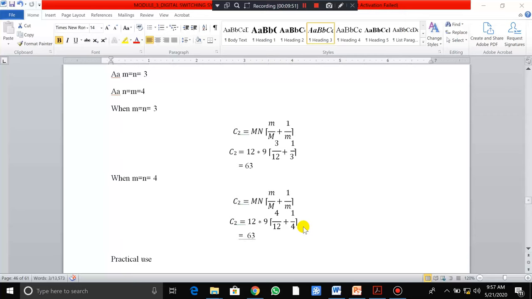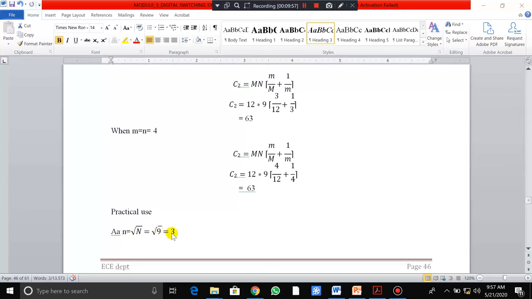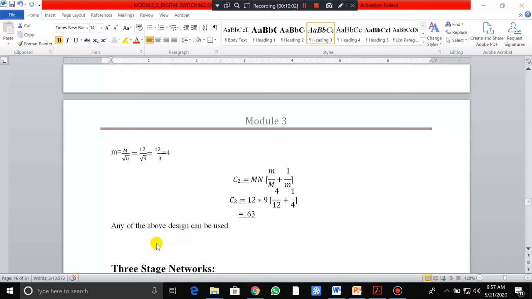Then we apply these values on the equation we discussed previously. Then we have 63. The practical value near the square root of 9 will be, that is, n is 3. Finally we get C2 is equal to 63. Any of the above designs can be used.